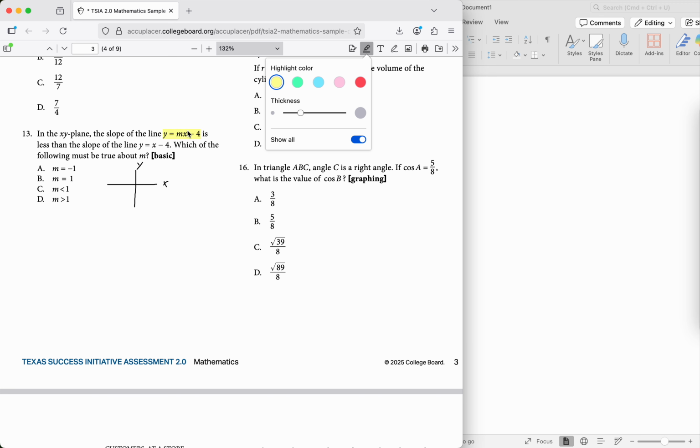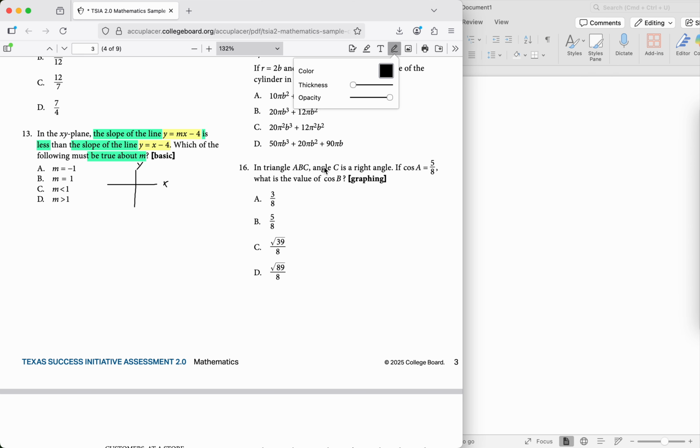And the slope of this line is less than the slope of this line. And so we want to mark down those key words. We know that the slope of the line is less than the slope of this line. And so we want to come up with some expression that is true about m. So let's write this down.